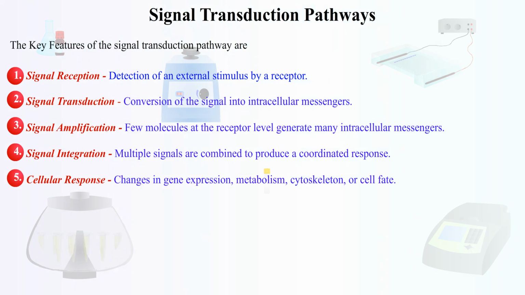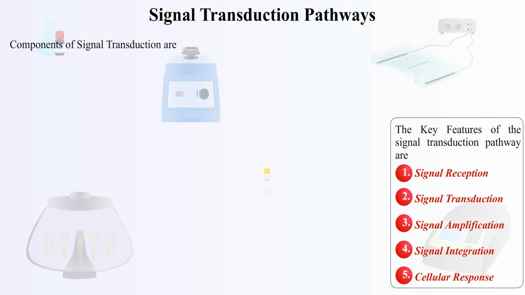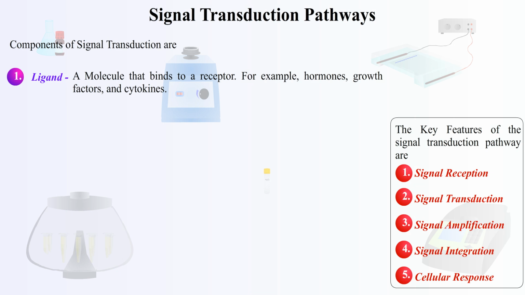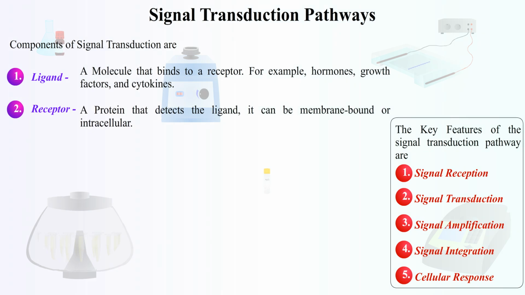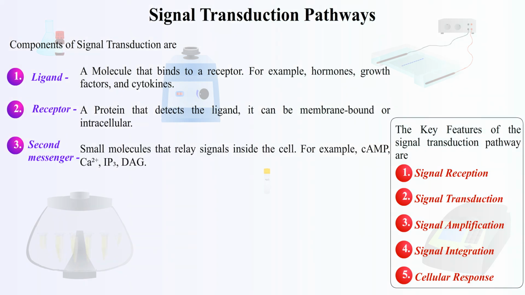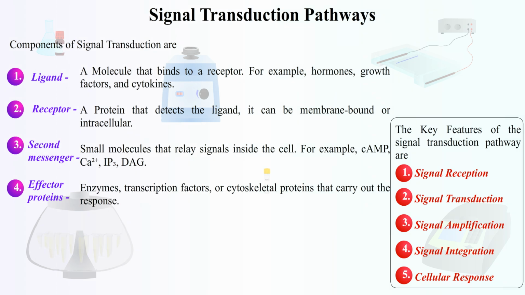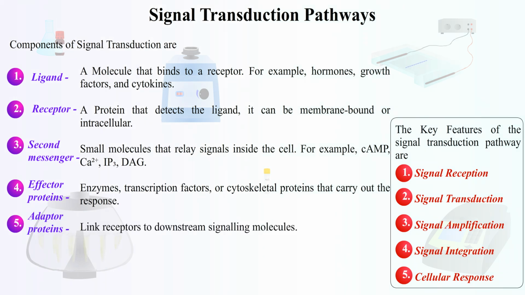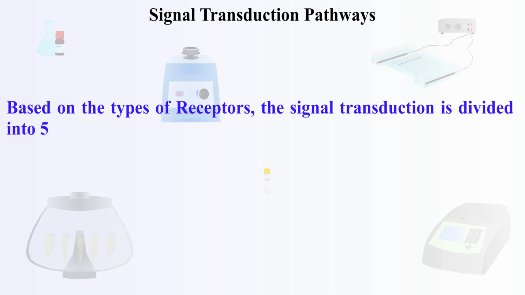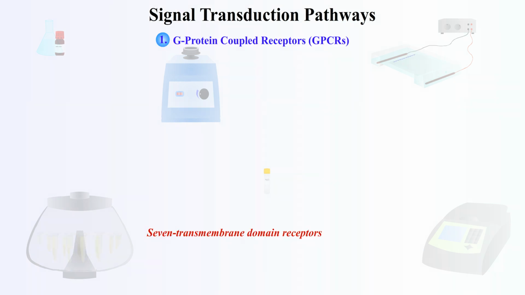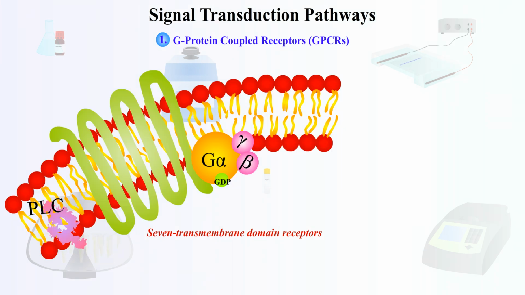5. Cellular response. And the components of signal transduction are: 1. Ligand. 2. Receptor. 3. Second messenger. 4. Effector proteins. 5. Adaptor proteins. Based on the types of receptors, the signal transduction is divided into 5. 1. G-protein coupled receptors, or GPCRs.